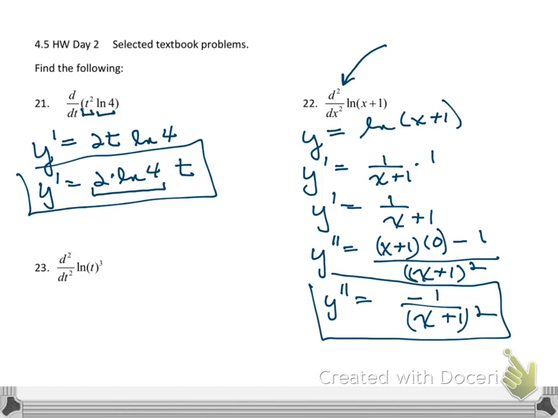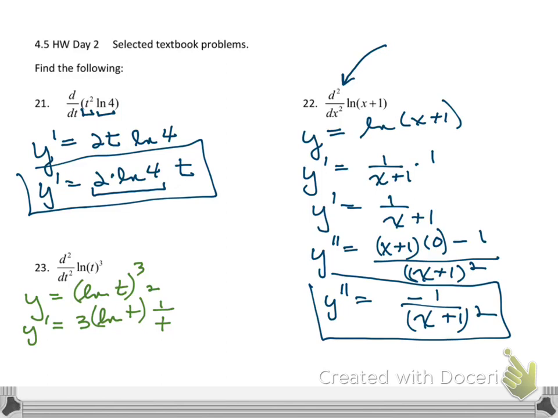So 23 also says to take the second derivative. Now, this may look a little confusing to you this way, so what I'd probably recommend is that you write it like that. So now you know that you're going to use the power rule. So y prime equals 3 times the natural log of t, all this quantity is then squared, times that derivative, which is 1 over t. Okay, so that is your first derivative.